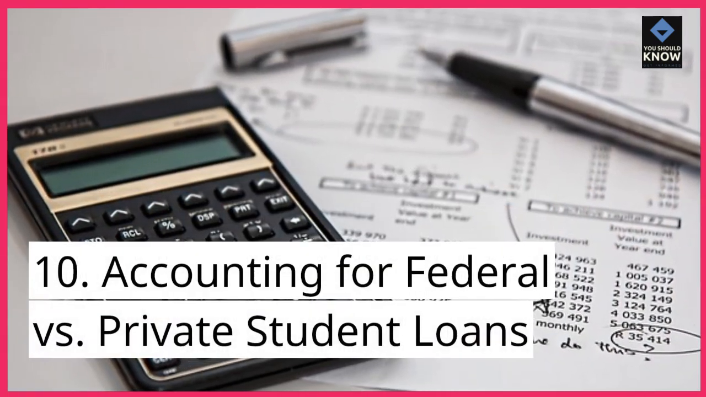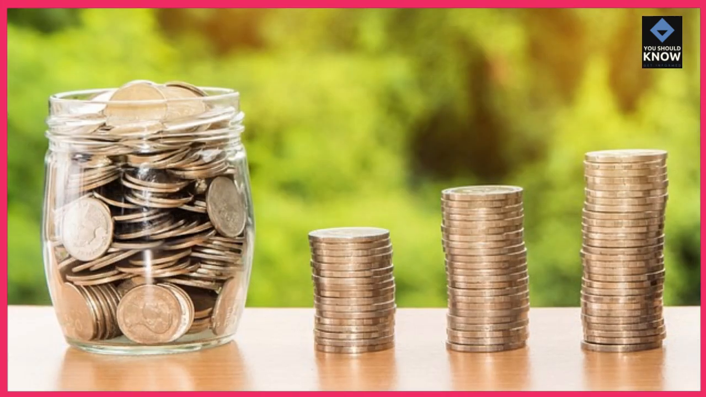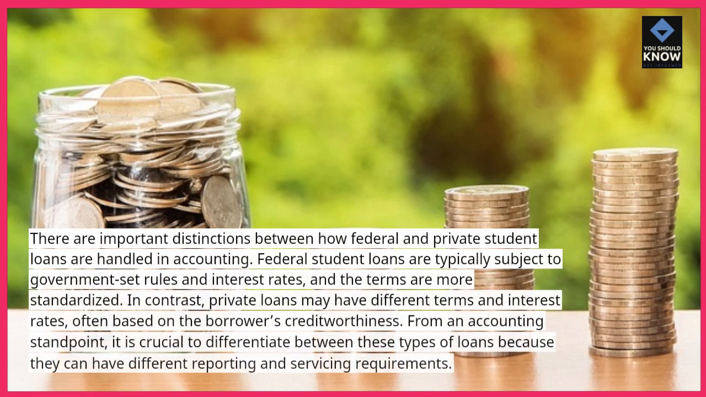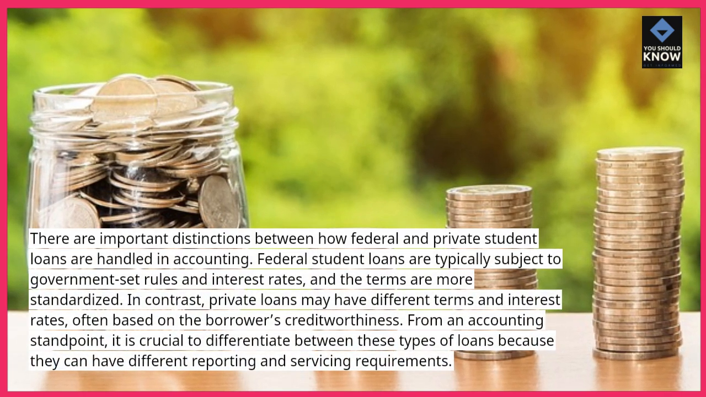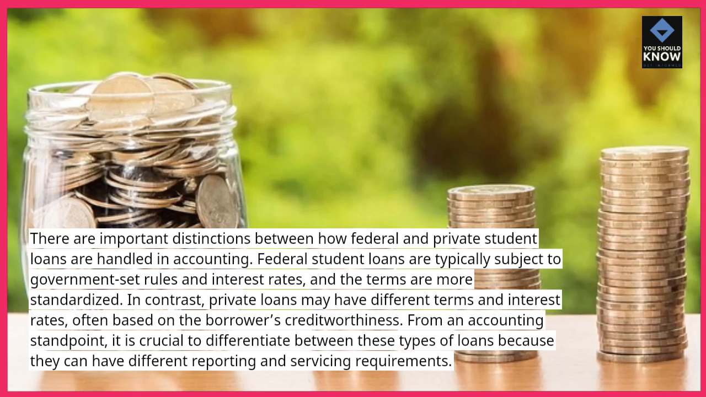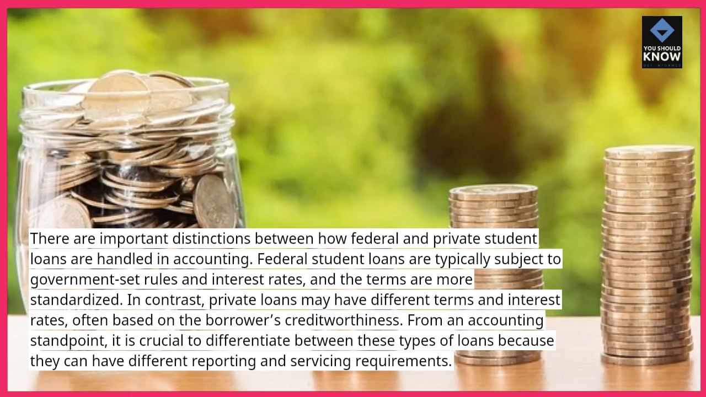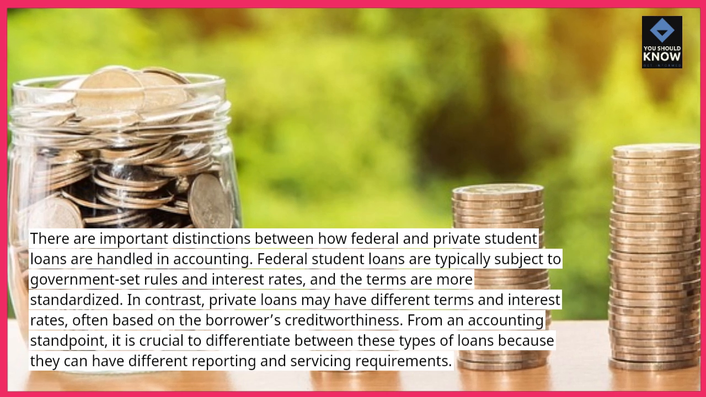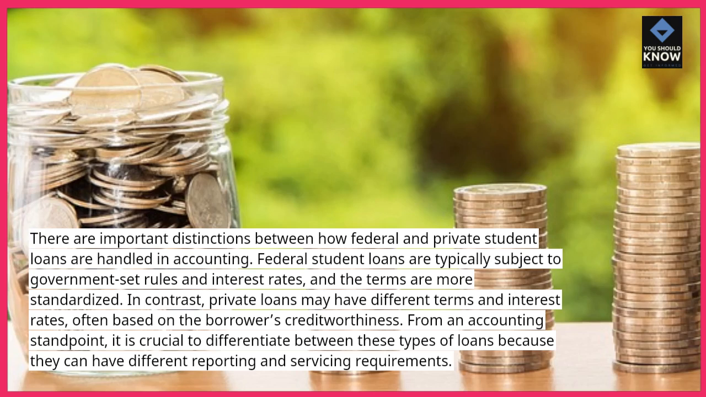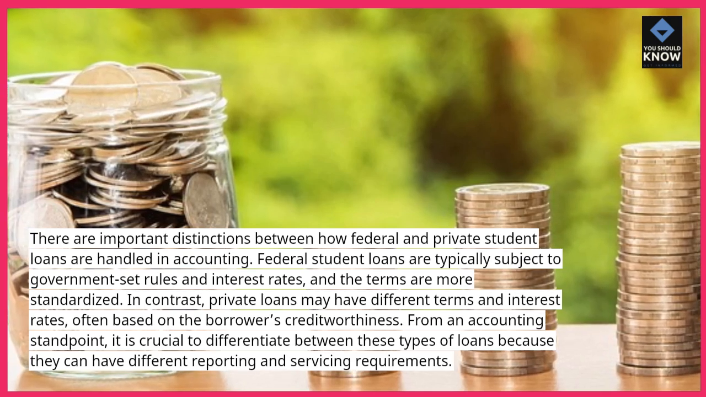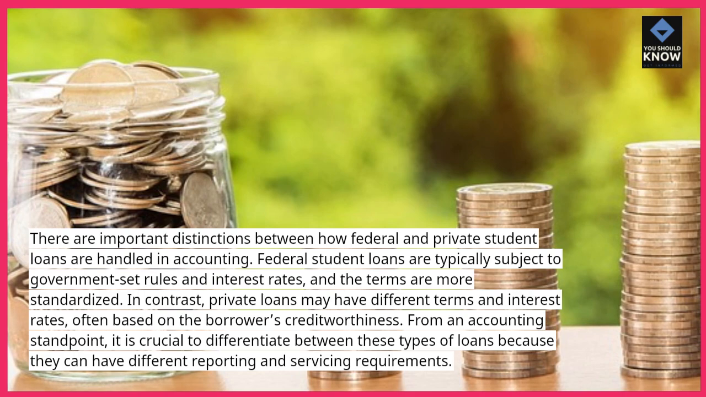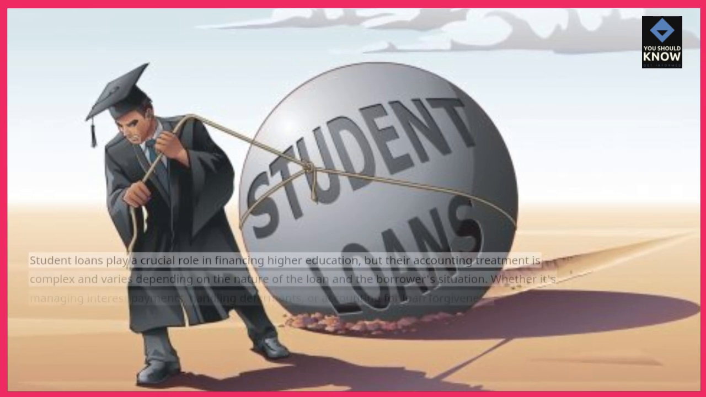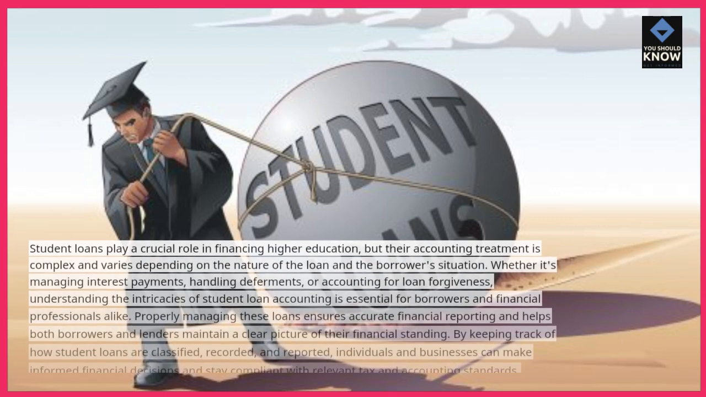10. Accounting for federal versus private student loans. There are important distinctions between how federal and private student loans are handled in accounting. Federal student loans are typically subject to government-set rules and interest rates, and the terms are more standardized. In contrast, private loans may have different terms and interest rates, often based on the borrower's creditworthiness. From an accounting standpoint, it is crucial to differentiate between these types of loans because they can have different reporting and servicing requirements.